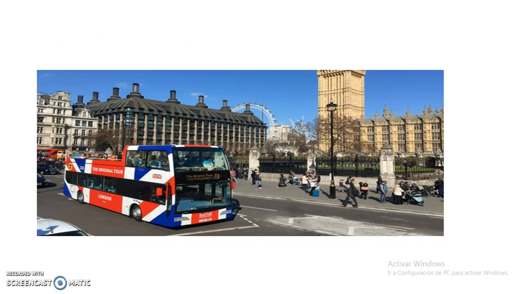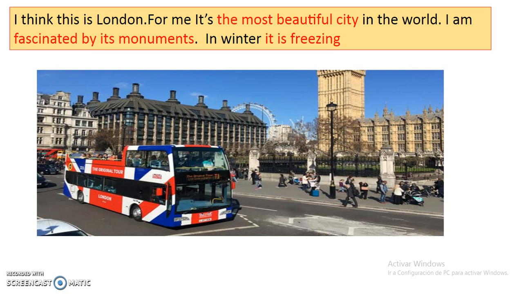For example, you have this picture. You take a look at it for 1 minute, look at the place, what the city is. If you're not sure, you can invent, it doesn't matter. And it will be something like this. I think this is London. For me, it's the most beautiful city in the world. I'm fascinated by its monuments. In winter, it's freezing.